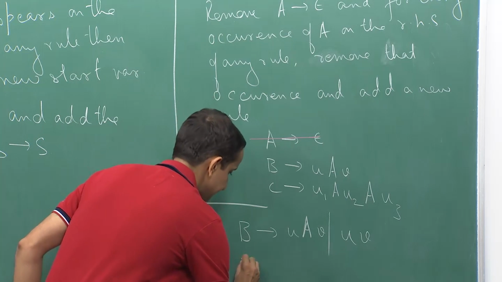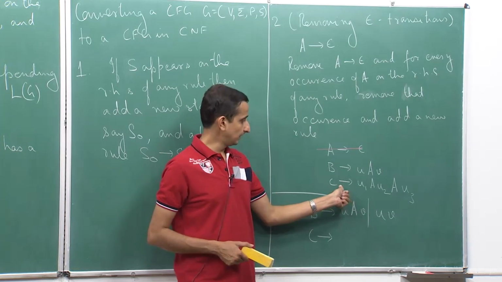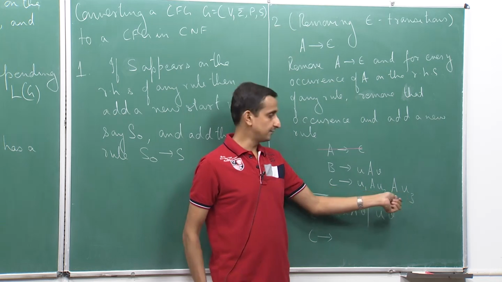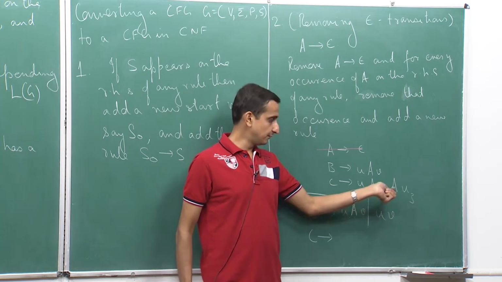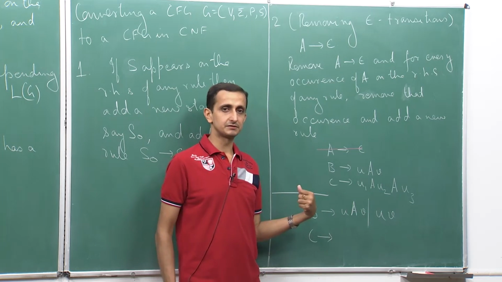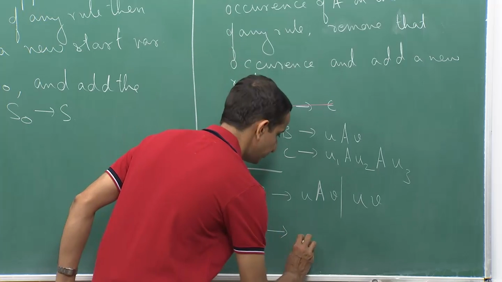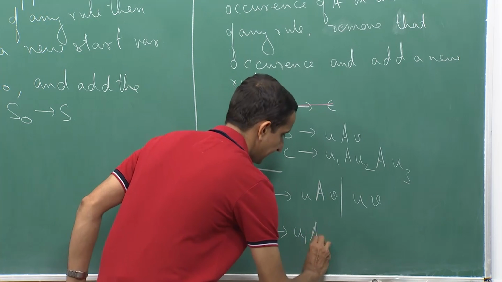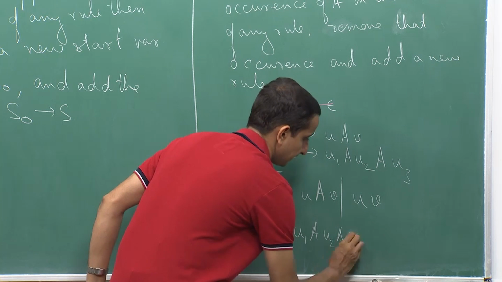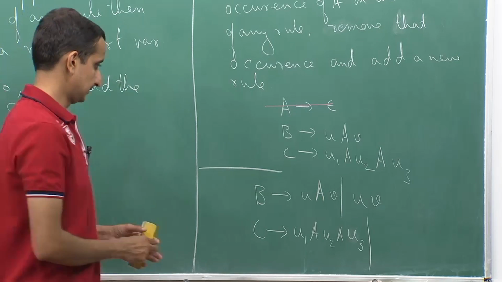Now what about C? Observe that in this rule there are multiple occurrences of A on the right hand side. Okay. So when we have multiple occurrences of A, we will add a new rule for each such occurrence. Okay. So firstly we have the rule C going to U1 A U2 A U3. Okay.